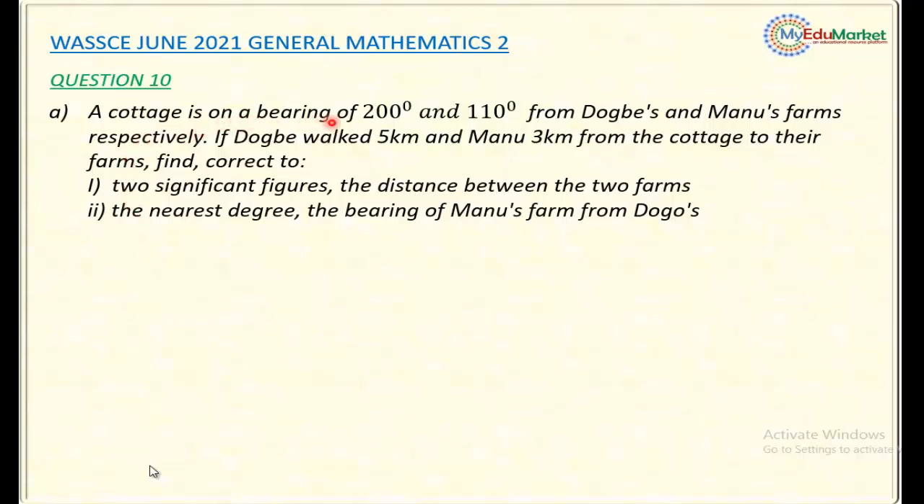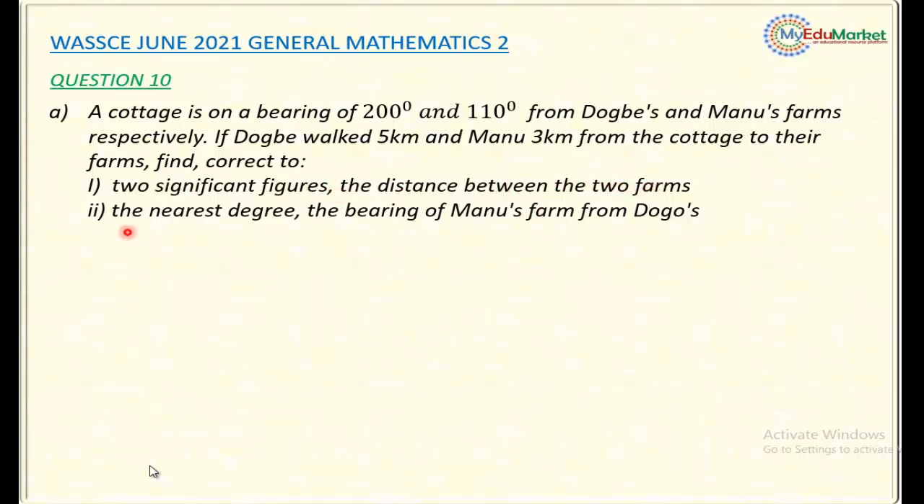A cottage is on bearing 200 degrees and 110 degrees from Dogbe's and Manu's farm respectively. If Dogbe walked 5 kilometers and Manu 3 kilometers from the cottage to their farms, the question asks us to find, correct to two significant figures, the distance between the two farms.